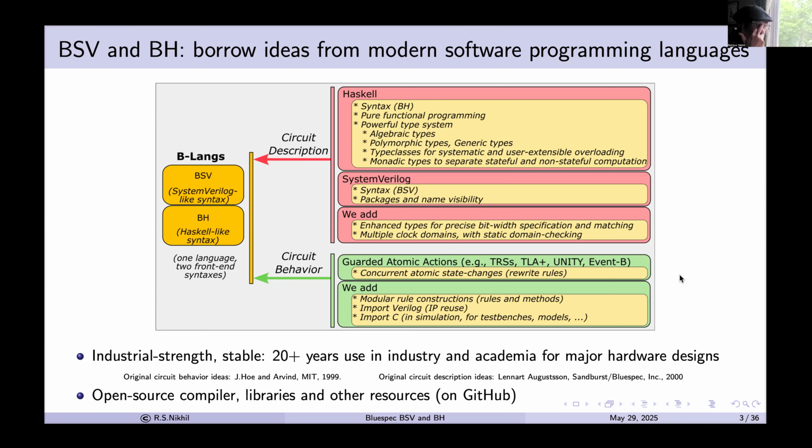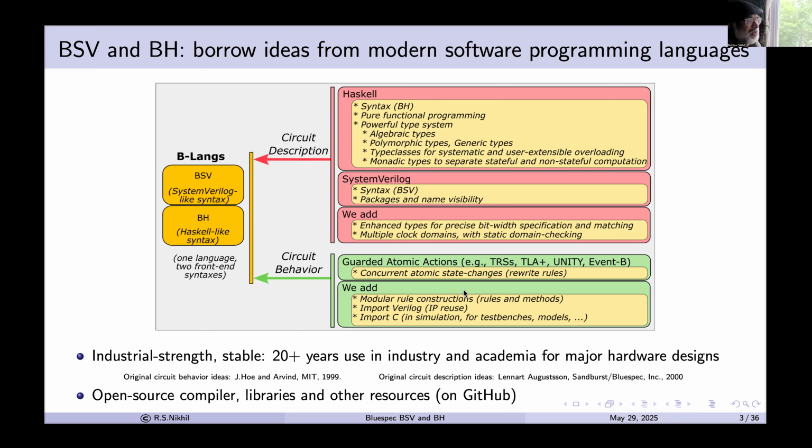For circuit behavior, we use something called guarded atomic actions. And that's not a new idea. It's been around since at least the 1950s or 1960s. And I've mentioned on the slide there TRSs, TLA plus, Unity, Event B, etc., as some of the languages, usually in the software space, that have used the same idea for concurrent atomic state changes. And the innovation within the Bluespec languages is that we can build these atomic actions in a modular way. That is, we can structure our circuits with modules just like you do in Verilog or System Verilog.